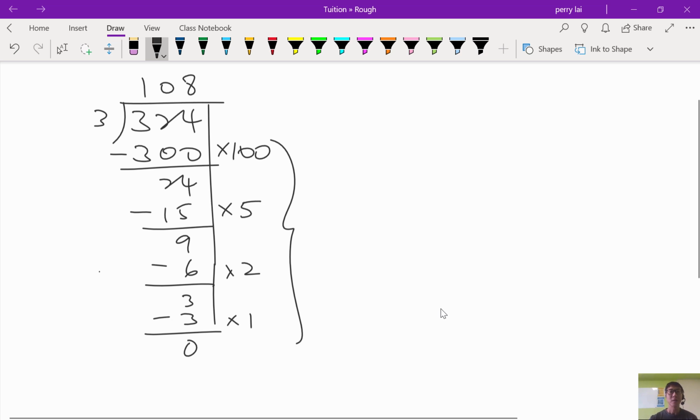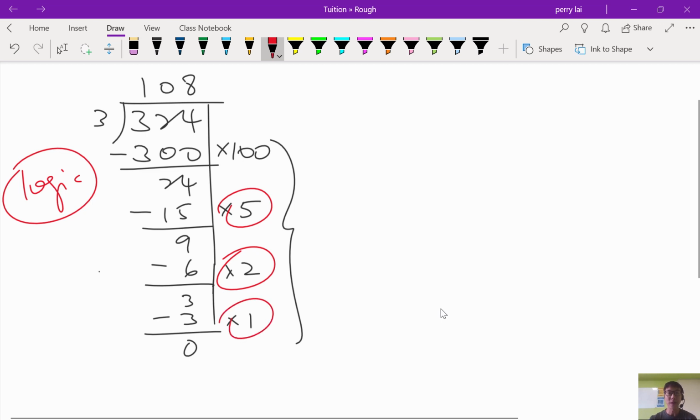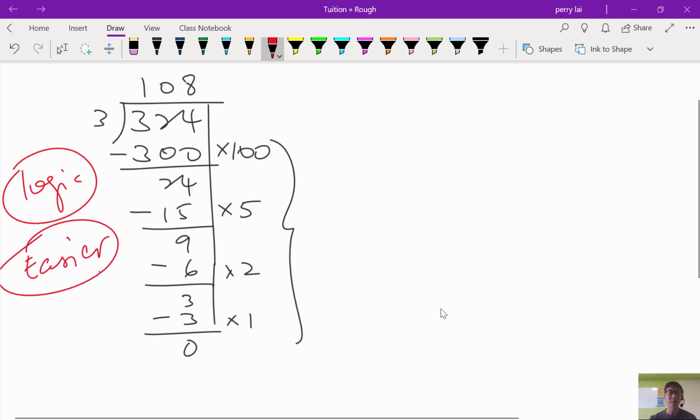Okay, so here are the pros of using this method. The pro is that it's grounded in logic, right? Because you can see that he is pulling out how many groups of 100 to make 300 here. And also it prevents careless mistakes, because you only have to know the 1, 2, 5, and 10 multiplication table to solve this question. It makes it much less accident prone. So in a way, it's easier for a child to perform this division. Okay, I'll talk about the cons afterwards.